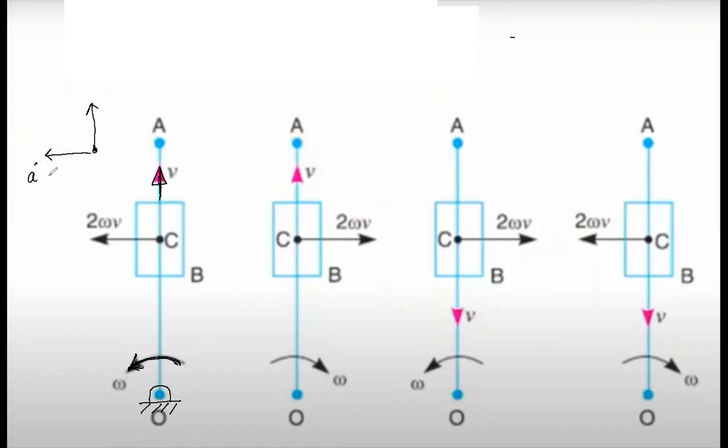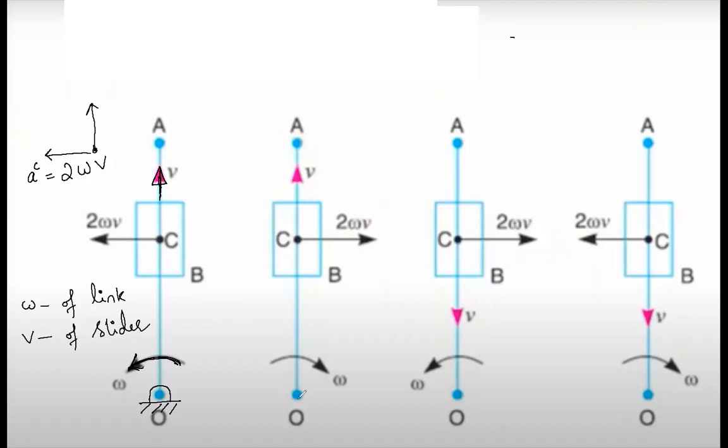So this is the direction of the Coriolis component of acceleration, and its magnitude is 2 times omega into V, where omega is the angular velocity of the link, and V is of the slider. I hope you will remember these two points. Omega is of the link and V is of the slider, and the acceleration is 2 times V into omega. That is the magnitude of the Coriolis component of acceleration.